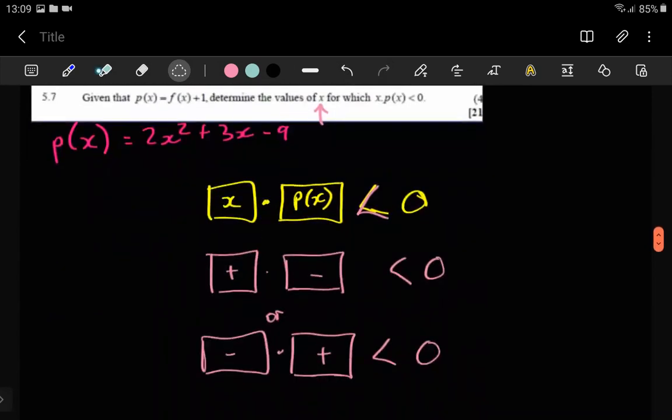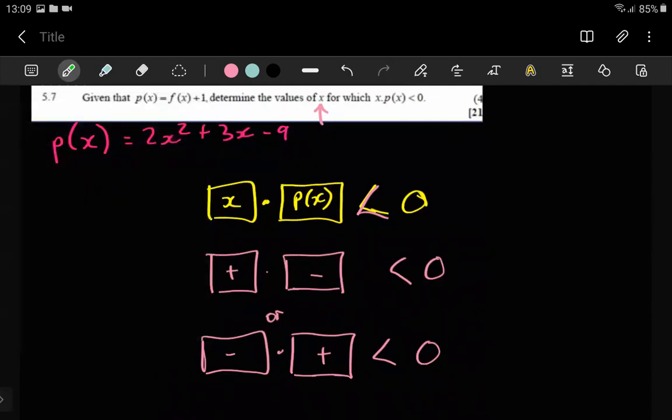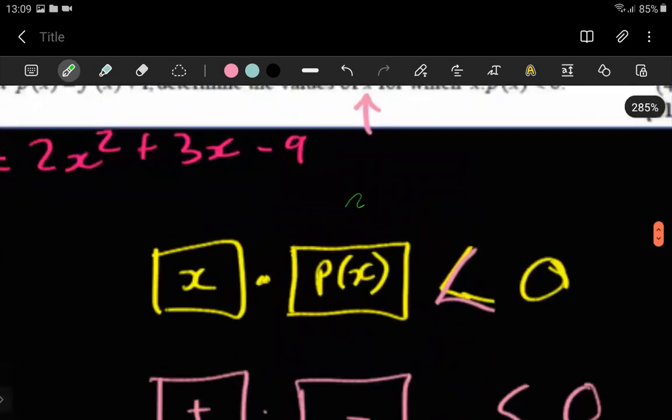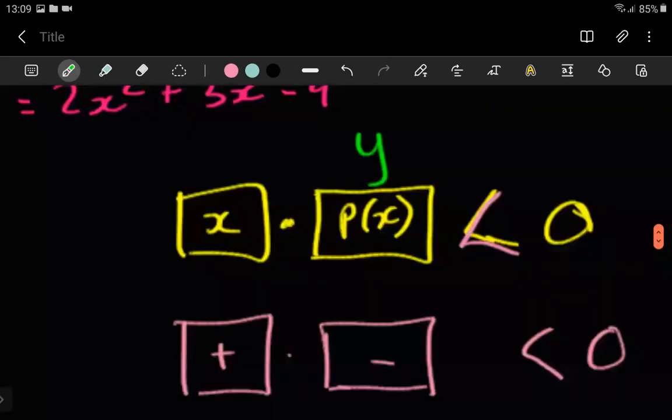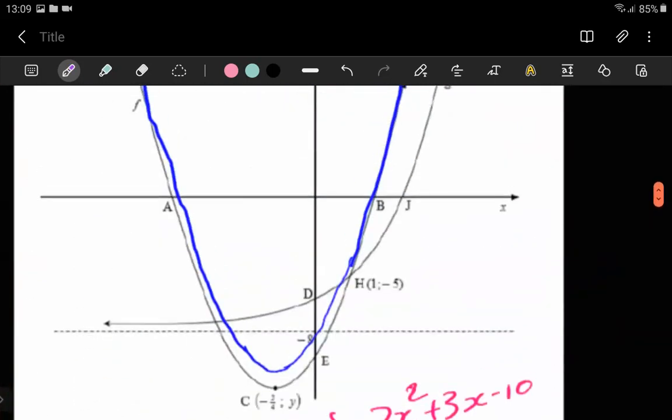Once f of x was moved one up, they are now asking where you are going to get this left expression being a number that is smaller than 0. The easiest way to answer this is to look for cases where your y values are negative while your x values are positive. Then in that same image, also look for cases where your y values are positive while your x values are negative. Saying it in words sounds a bit off.